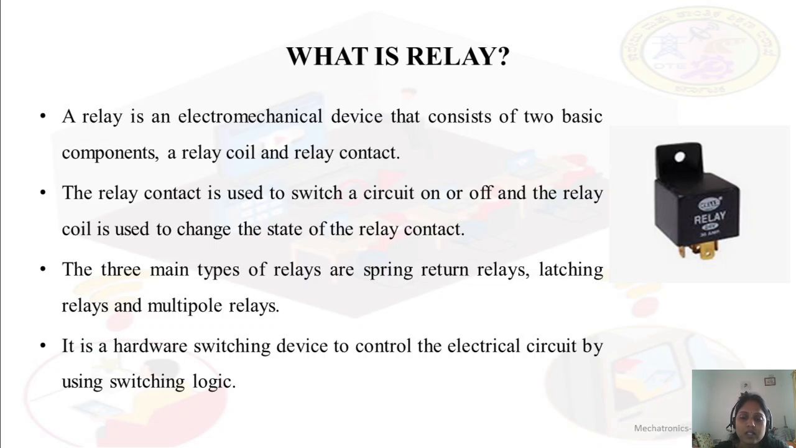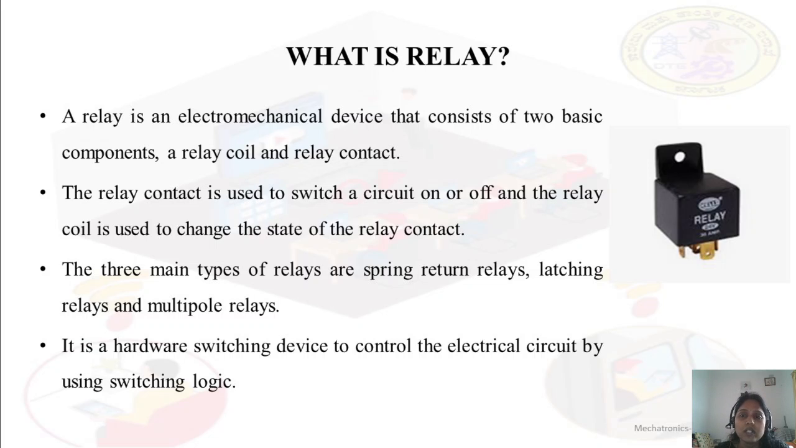A relay is nothing but an electromechanical device. The two basic components of the relay are the relay coil and the relay contact. These two are the basic components of the relay. The relay contact is used to switch a circuit on or off. This contact is nothing but your input. It is used to switch the circuit on and off.